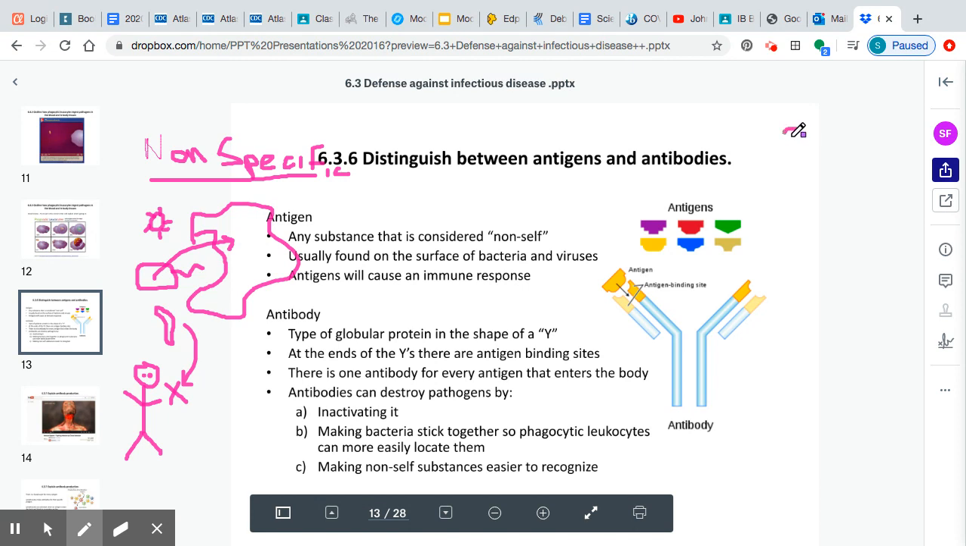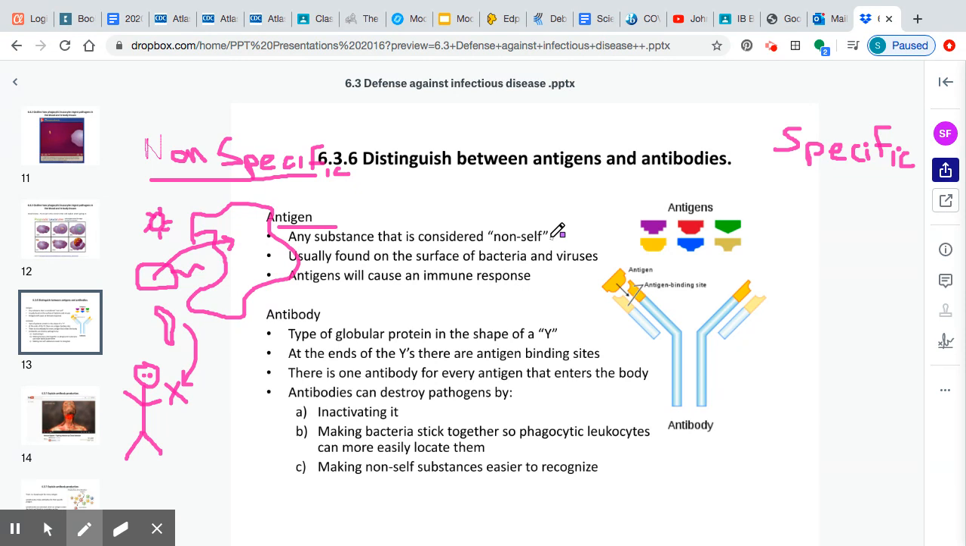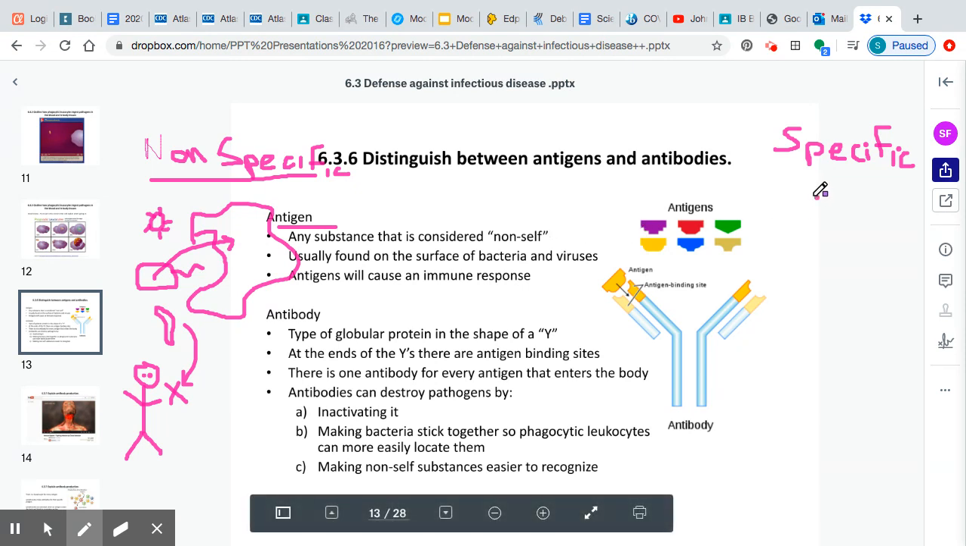Specific immunity is, just as the name suggests, that we're identifying a specific pathogen. And the way you identify the specific pathogen is by identifying something called an antigen. On the surface of a bacterium, on the surface of a virus, there are proteins. So that's what these antigens are.